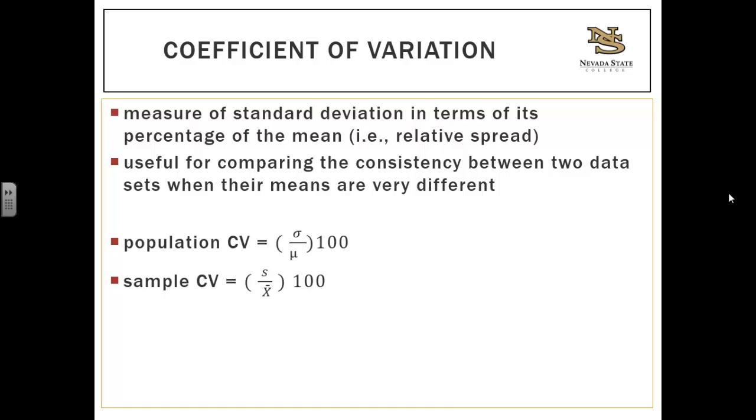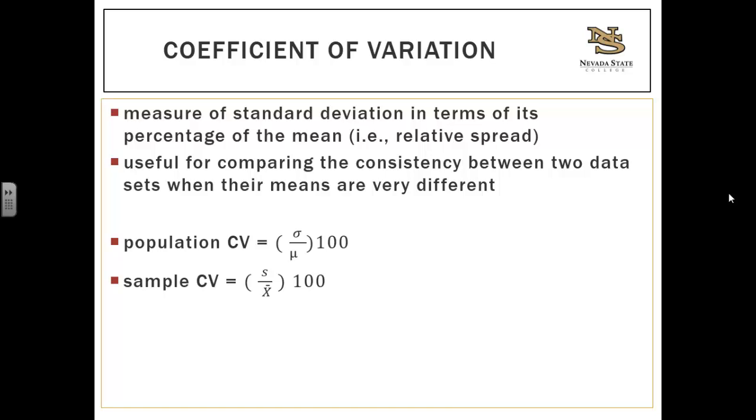So Bob has a lower mean than Maria. So you would expect his standard deviation to also be lower. Given that his standard deviation is higher than Maria's, maybe he's even less consistent than Maria than we thought based on the standard deviation. So that's an example relative to what we've been looking at.